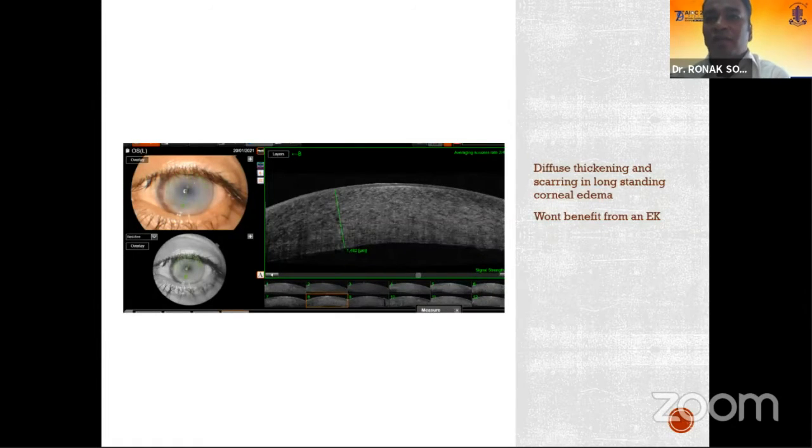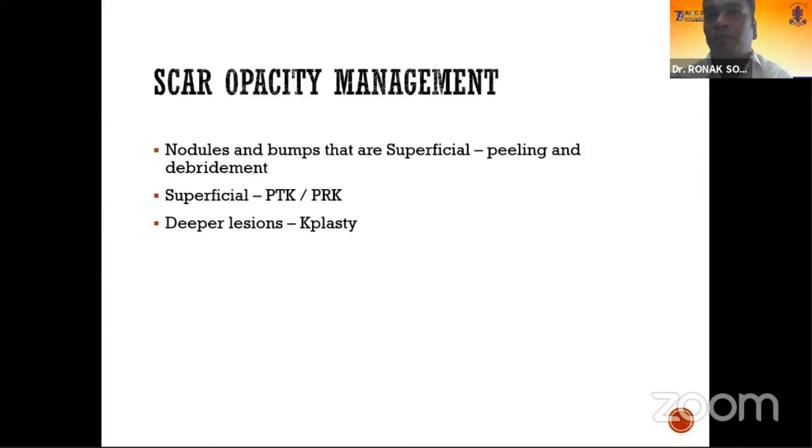Some patients have very thick corneas, like in long-standing corneal edema. This one shows diffuse scarring, and there is no edema in this. This is mostly scarred tissue. Therefore, this patient won't benefit from an endothelial keratoplasty. So basically, in scar management, the superficial scars are treated with peeling and PTK, and deeper lesions may be treated by keratoplasty.